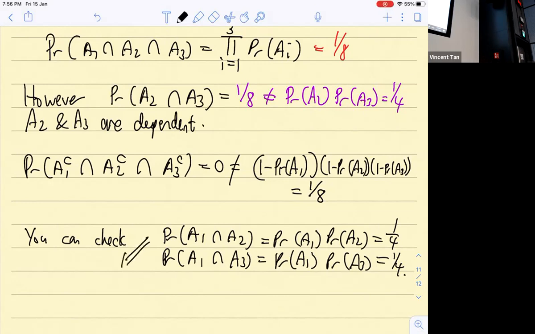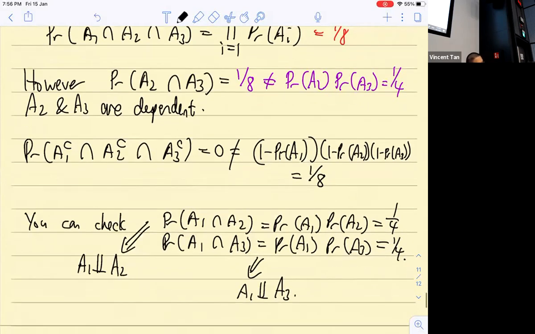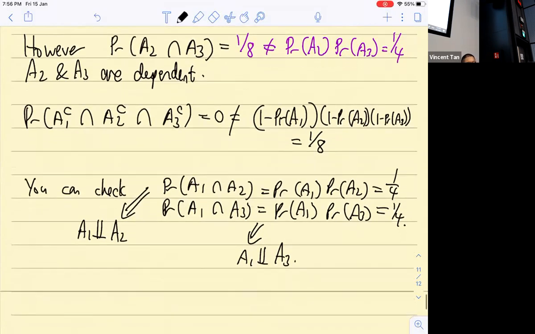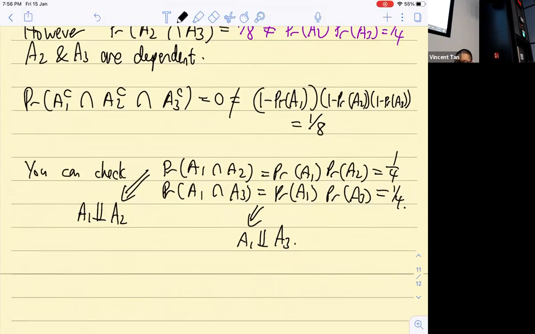So this means, for example, that A1 is independent of A2. This means A1 is independent of A3. Okay. So we have to be careful when we talk about pairwise or mutual independence. Mutual means everything.